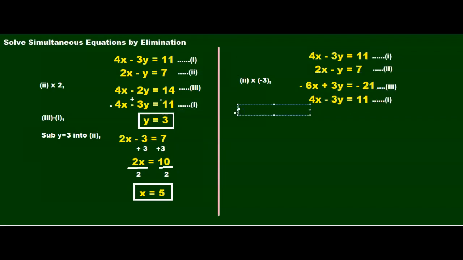I'm going to say that we're going to do, because we have a plus 3y and a minus 3y now, so I'm going to have equation 3 plus equation 1. So negative 6x plus 4x gives me negative 2x, and then plus 3y minus 3y gives me 0. So I'm left with negative 2x equals negative 21 plus 11 gives me negative 10.